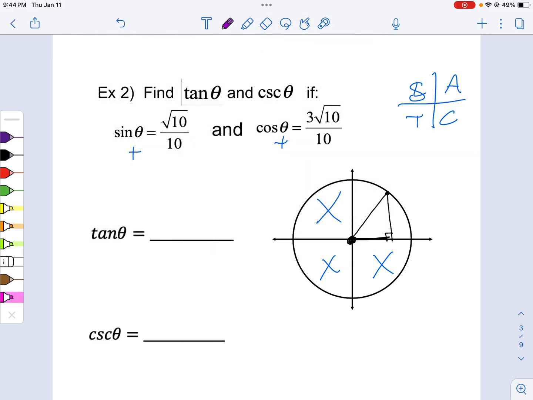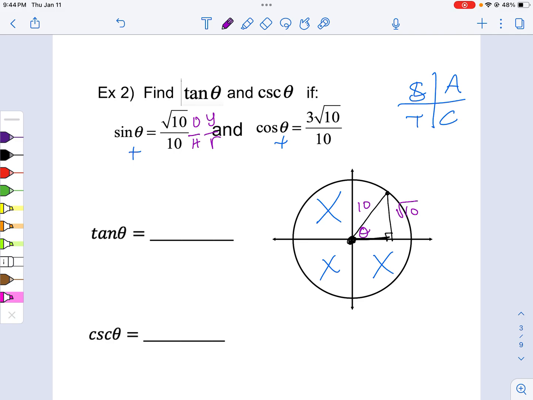Okay, so just like we did on the last one, I can either use SOHCAHTOA or y over r. This is opposite over hypotenuse, or y over r. My theta always has to touch the origin. So my opposite side, or my y value, is root 10, and my hypotenuse, or my radius, is positive 10.